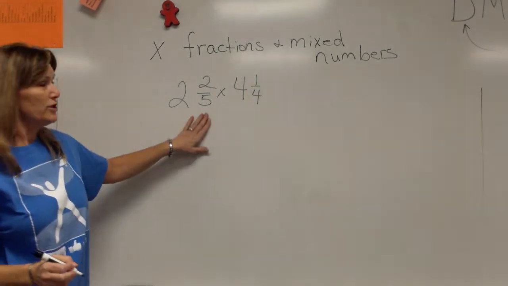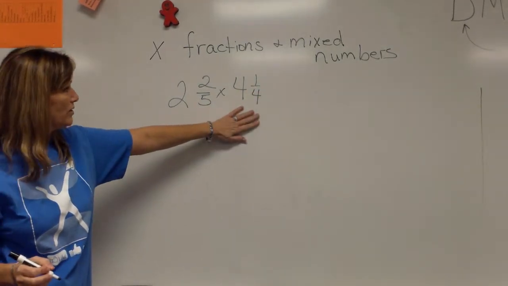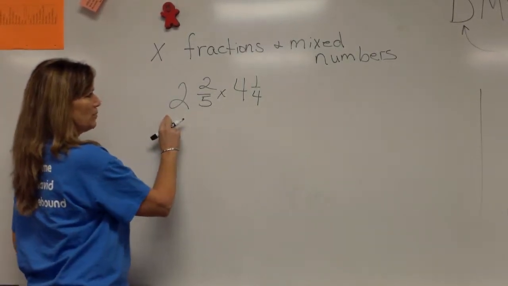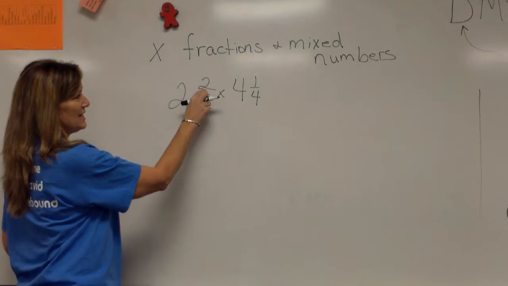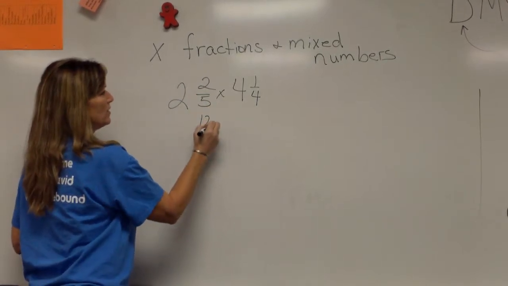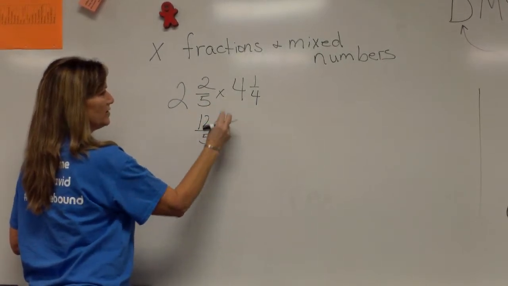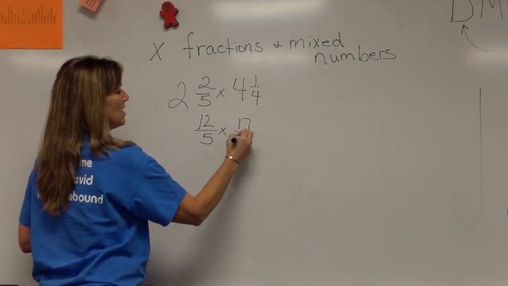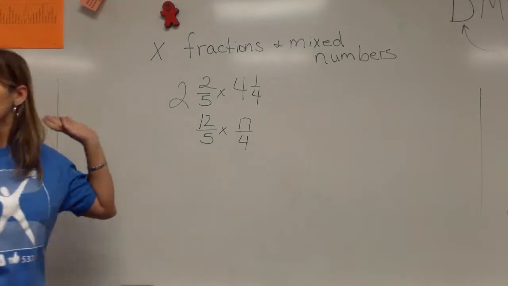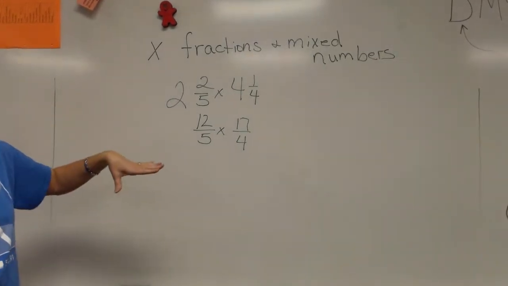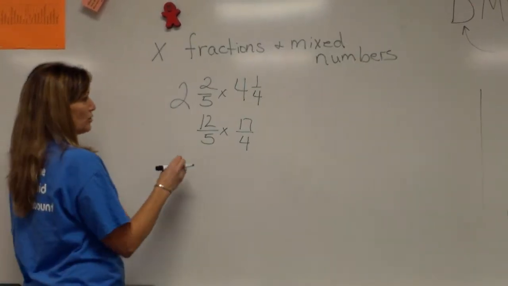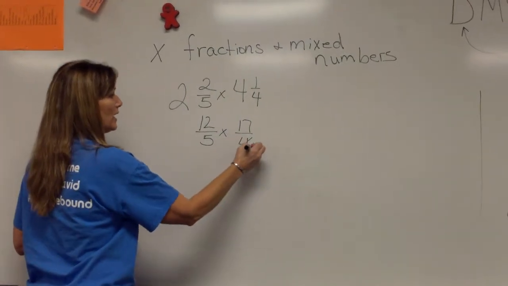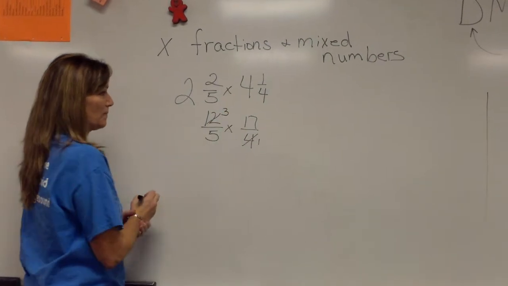So when I have 2 2/5 times 4 1/4, I want to make this improper. I cannot multiply mixed numbers. 2 times 5 is 10, 11, 12. So this is 12/5. 4 times 4 is 16, plus 1 is 17/4. Again, I can multiply the top, I can multiply the bottom, or I can cross-reduce. I'm going to have an awful big number if I multiply the top. So I'm going to go ahead and cross-reduce.